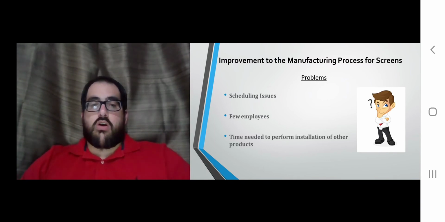Also, another issue that we found was that the production orders that came in for screens were of different sizes or a small quantity of screens for us to gather enough data to analyze. So we had to wait until they received a big order for the same screen and same size for us to gather sufficient data to analyze it.